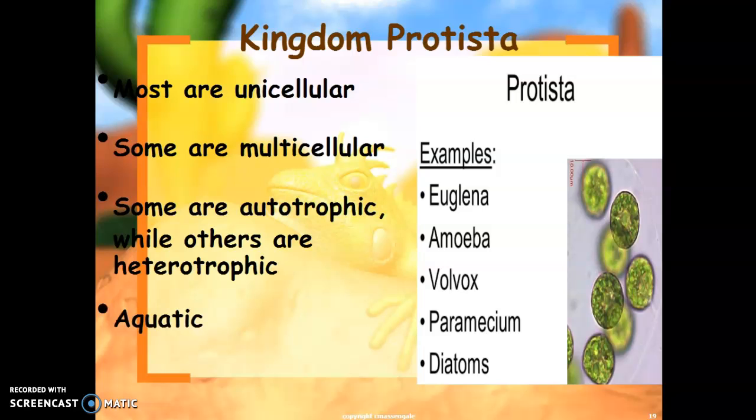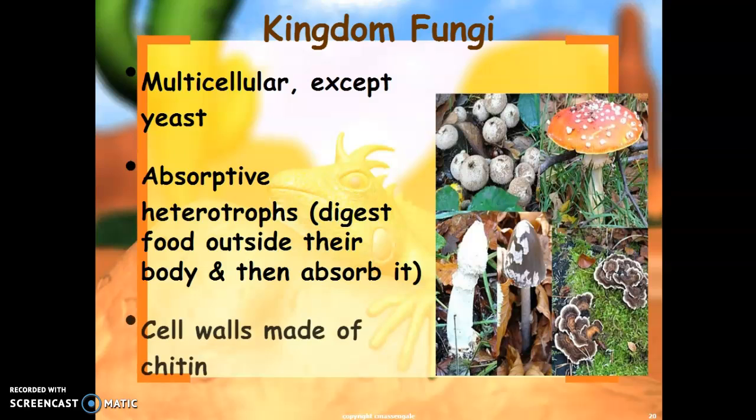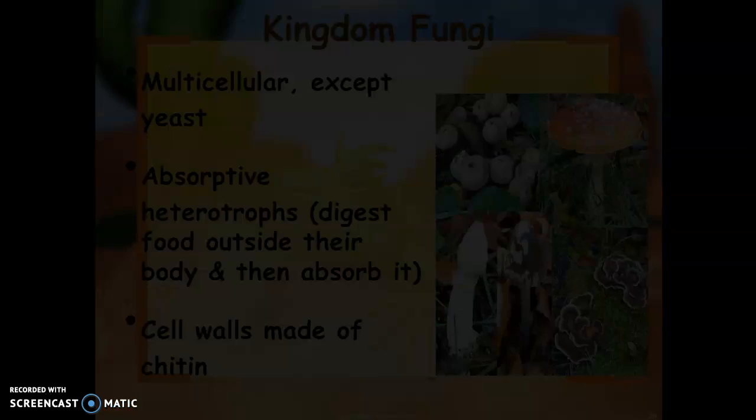Kingdom Protista are mostly unicellular. Some are multicellular. They can be both autotrophs and heterotrophs, and they live in aquatic environments. An example would be Euglena, amoebas, volvox, parameciums, etc. Kingdom Fungi are multicellular except for yeast. They are absorptive heterotrophs. That means they digest their food outside their body and then absorb it. They have cell walls made of chitin.